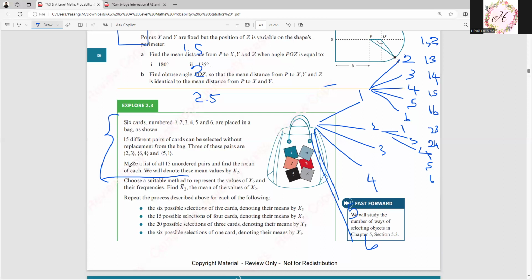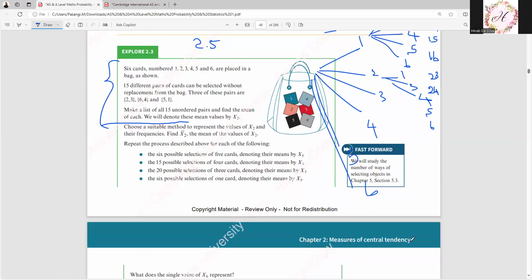Is 1, 1 a pair here? No, 1, 1 can't be without replacement. 1, 1 happens only with replacement. Once we take one out, then we should put it back and then pick again. But here they are saying without replacement. Without replacement means if we take it out, then we have to keep it aside and do the picking from the rest. Okay. So actually, if I take these ones.